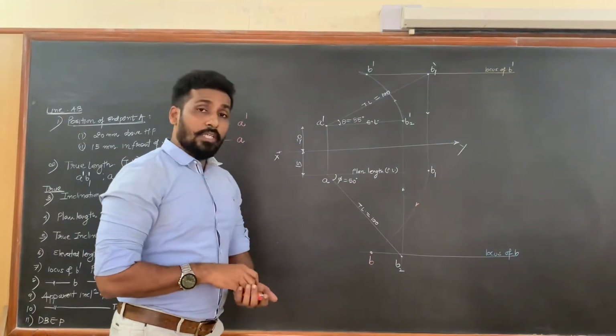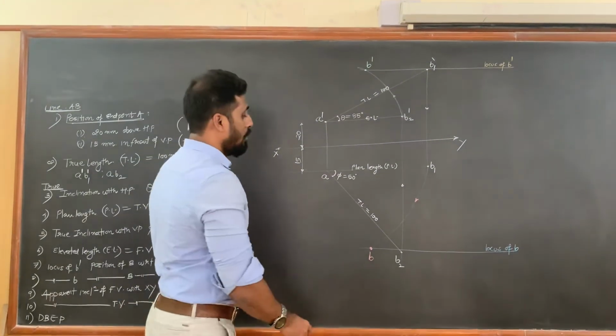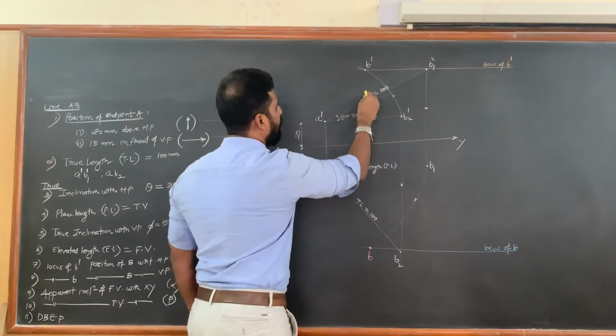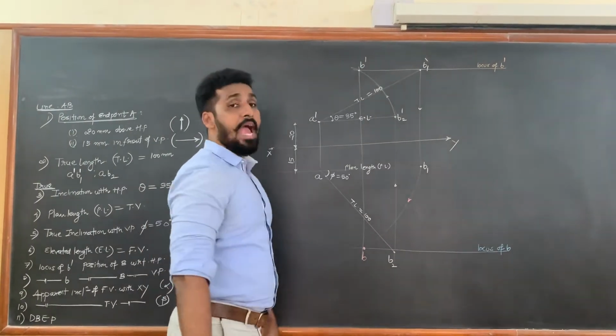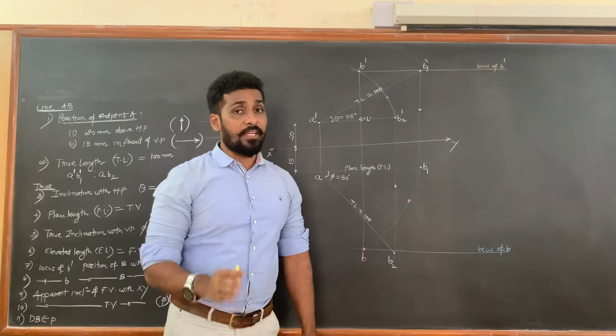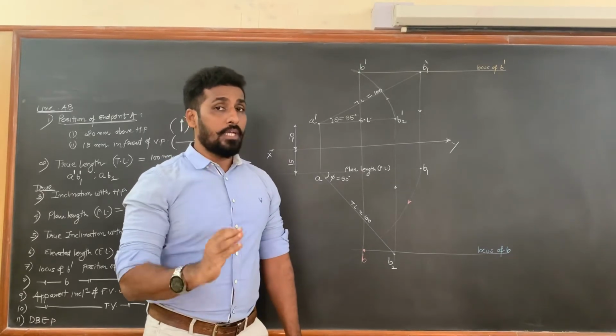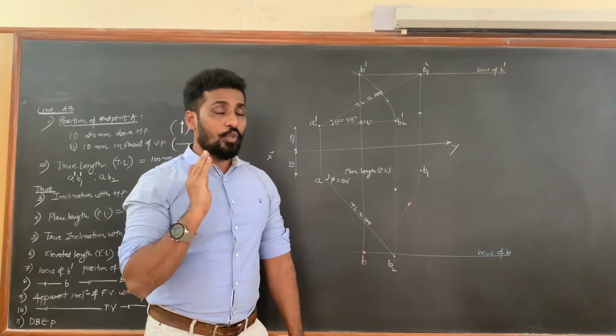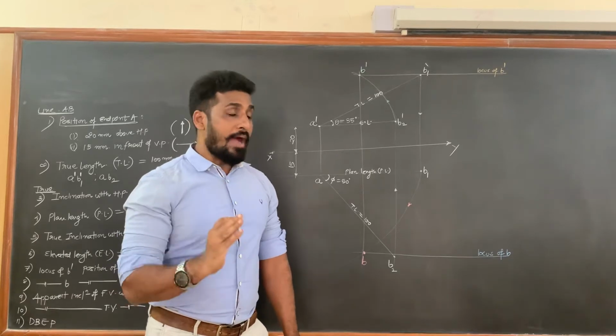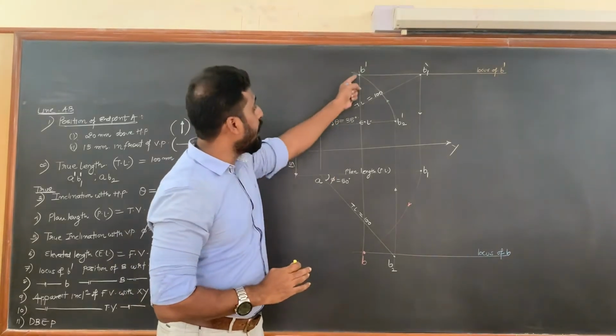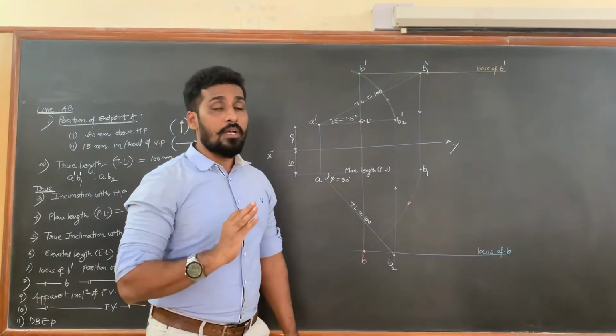If you want to cross check whether your solution is correct or not, this point B and the point B dash both of them have to come in the same line. Mark my words very carefully. You have to get these points B and B dash in the exact same line.